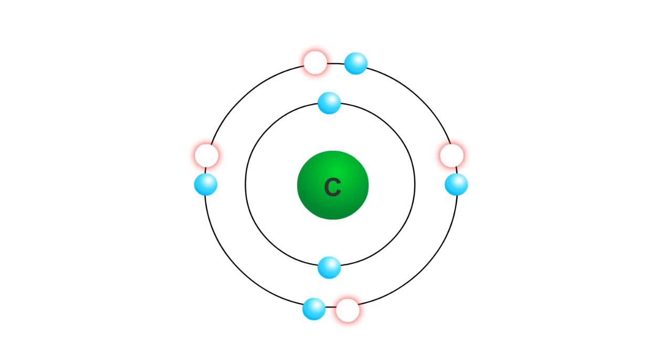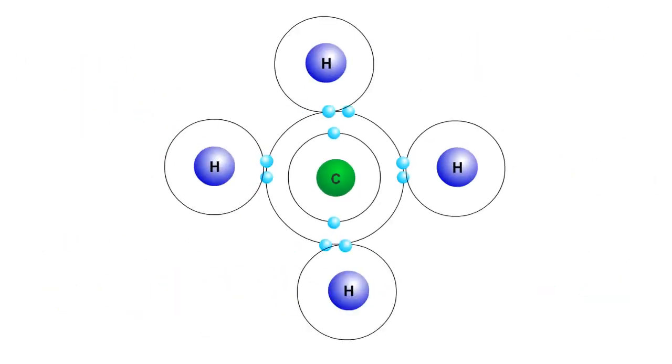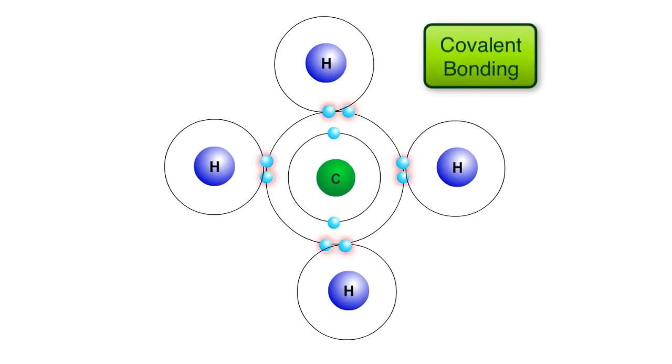If 1 carbon and 4 hydrogen atoms come together and share their electrons, carbon achieves an octet of electrons. Note that each hydrogen in this compound achieves 2 electrons in its outer shell. This is the stable configuration of the first electron shell.